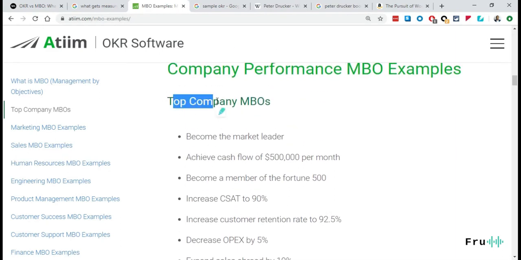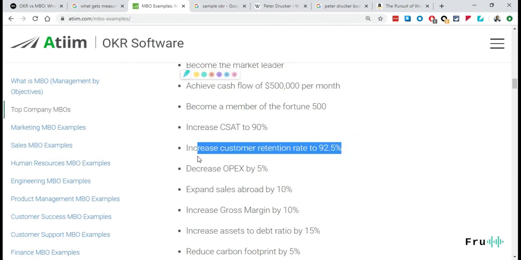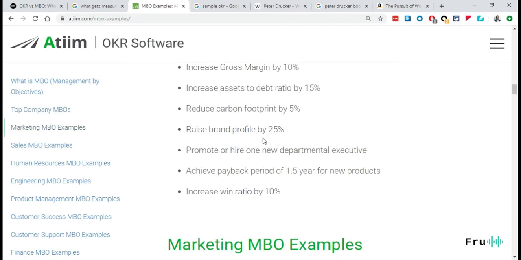So you can have the MBOs at the level of the organization, at the very top level. Imagine the CEO of an organization setting these MBOs, and they say, well, our goal is to become the market leader. Our goal is to increase customer retention by 92%, and our goal is to increase gross margin by 10%. Now, we have these top-level MBOs that have been set. How do we break that down so that every team can be aligned and everyone is working in the same direction to these particular MBOs?